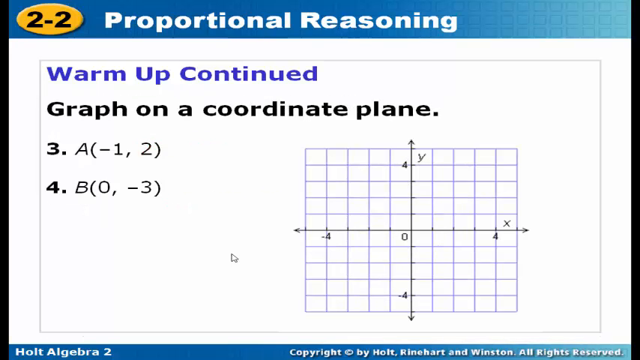Graph on a coordinate plane. A is the point negative 1 and 2. B is 0 and negative 3. Negative 1 on x here, and then up to 2. So the point negative 1 and 2 is this point. For 0 and negative 3, 0 on x, and then move 3 units down: 1, 2, 3. That is B, 0 and negative 3.